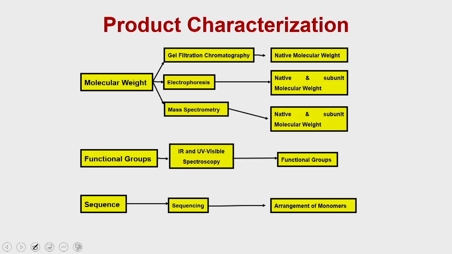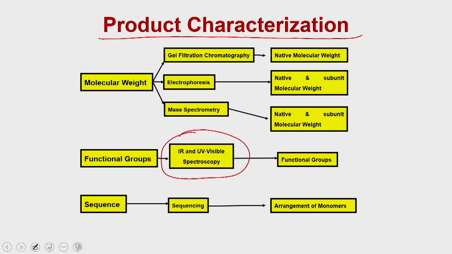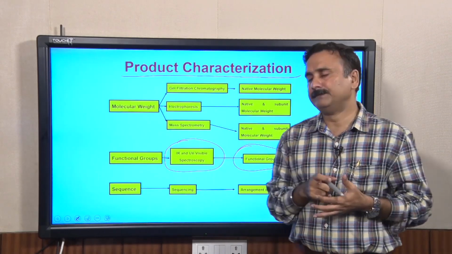And then with this we were done with the product characterization. We have also discussed IR and UV-visible spectroscopy, and how that can be helpful in predicting which type of functional group is present in your protein, DNA or small molecules.